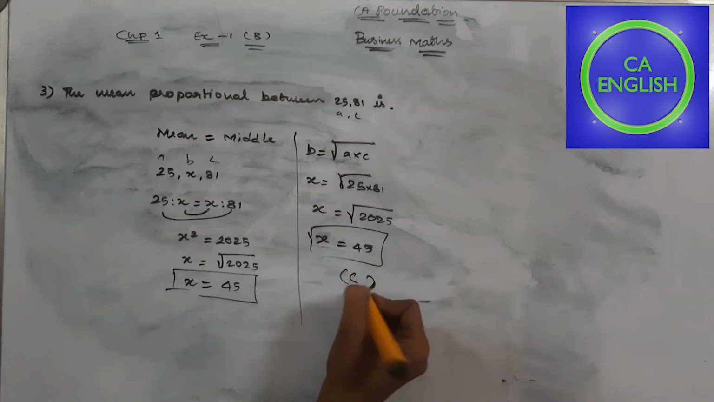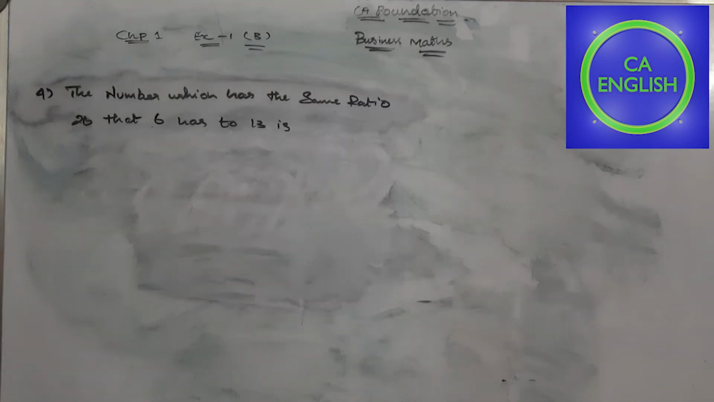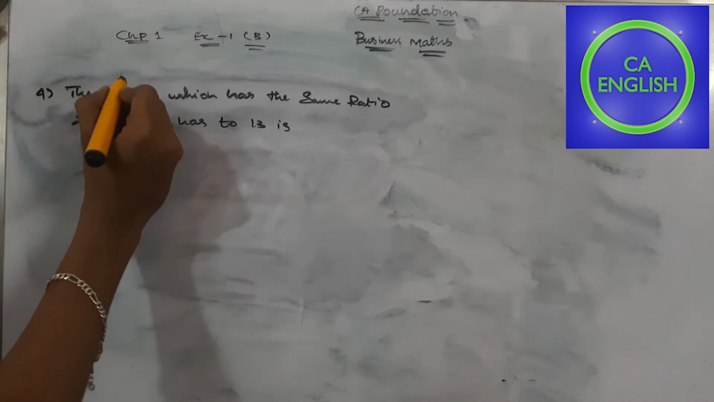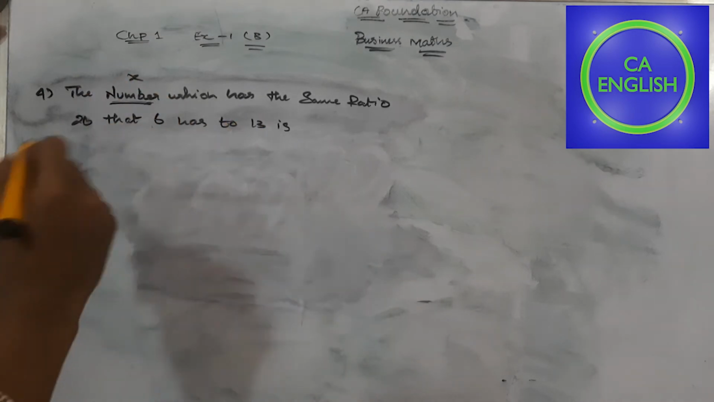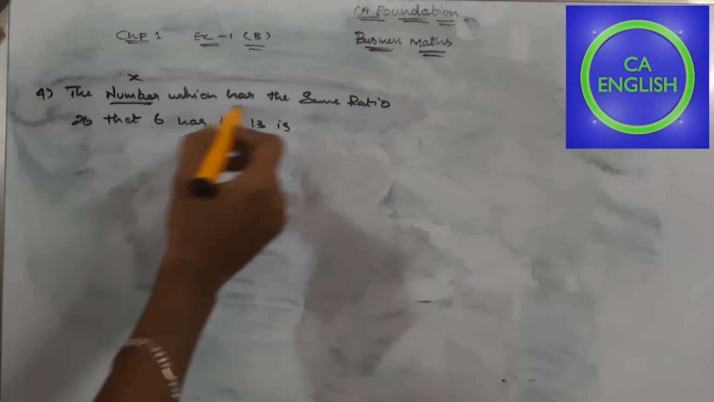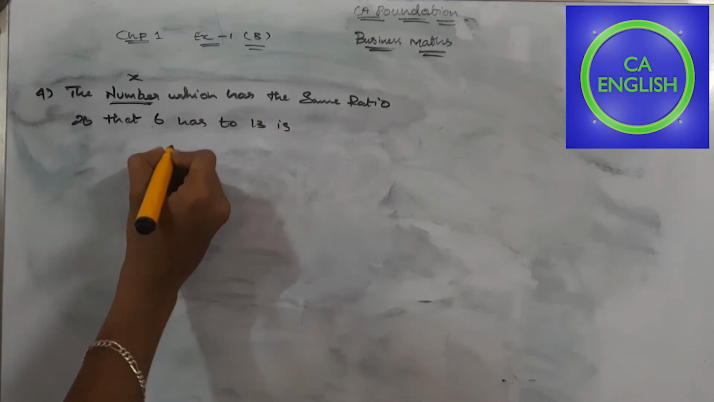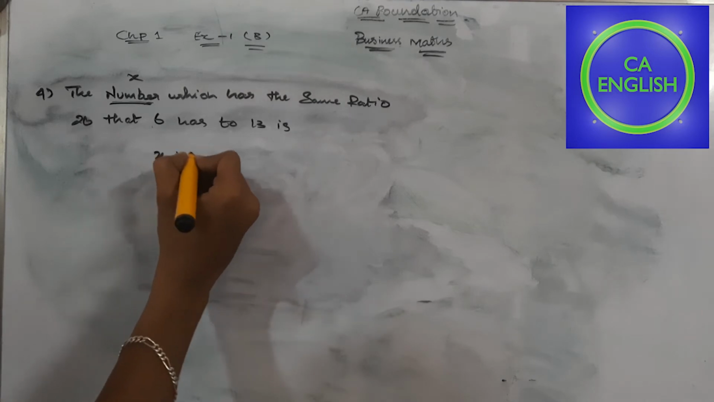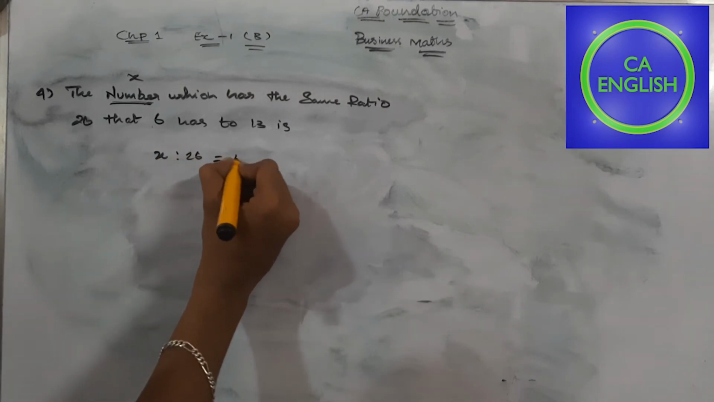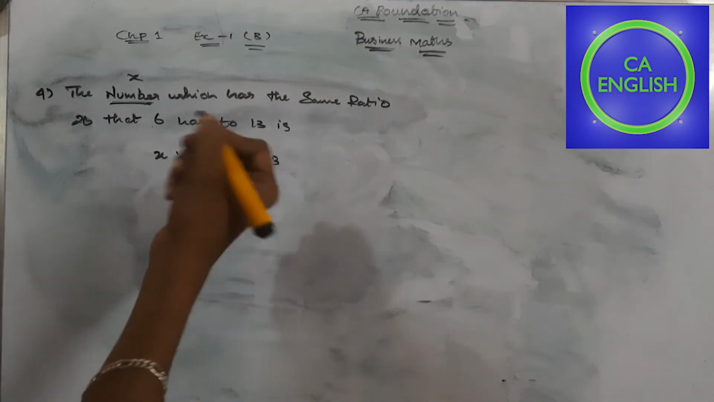Fourth sum: the number which has the same ratio 26 that 6 has to 13. They are asking to find the number. We can take the number as x. The two ratios are equal, that's why they have the same ratio. Now take it into a ratio: x is to 26 is equal to 6 is to 13. This was given in the question.